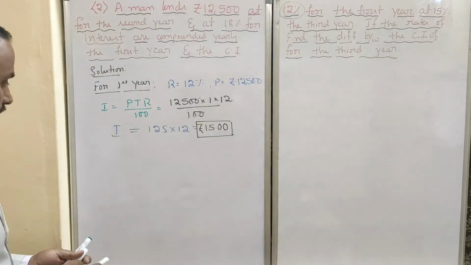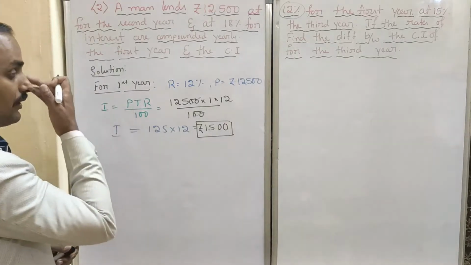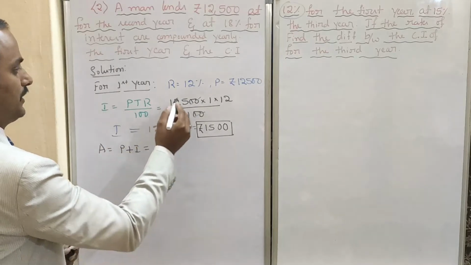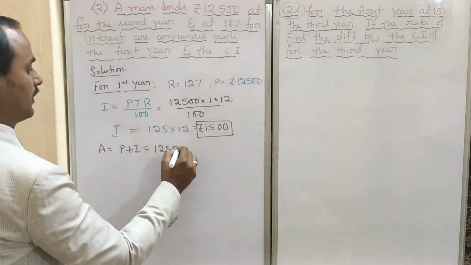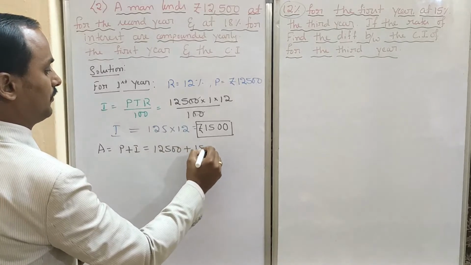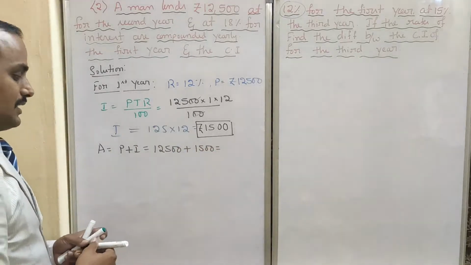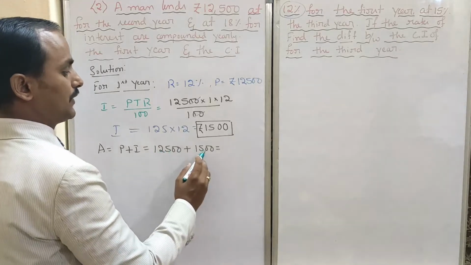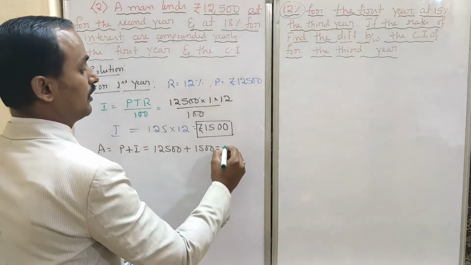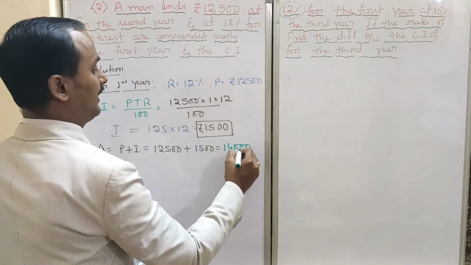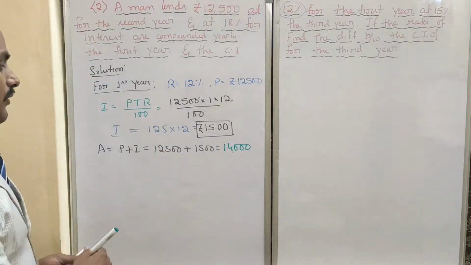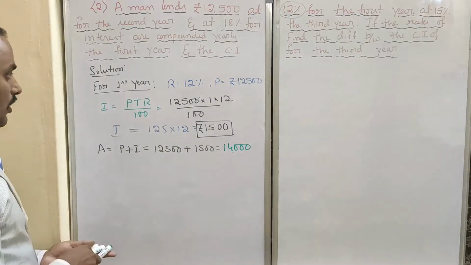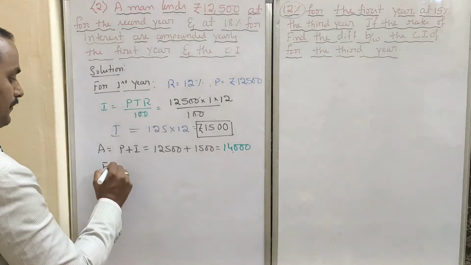What is the next step? I want the amount. At the end of the first year, amount is equal to principal plus interest, which is 12,500 plus 1,500. You already know that 12,500 plus 500 is 13,000, plus 1,000 is 14,000. Like this you should do mind calculation, you should learn. We got it: at the end of the first year, 14,000 is the amount.